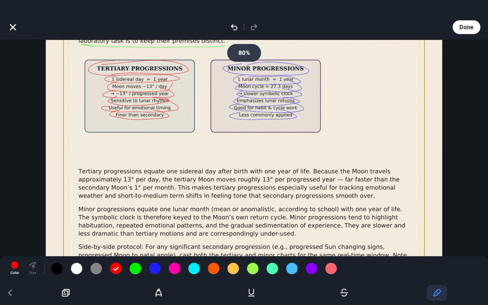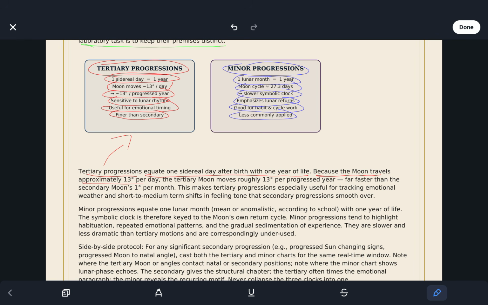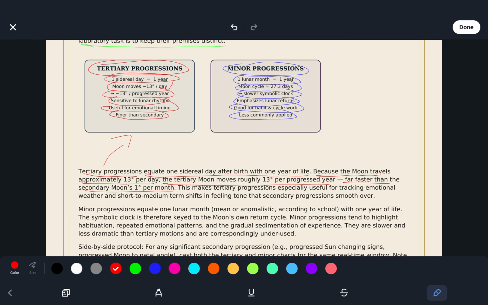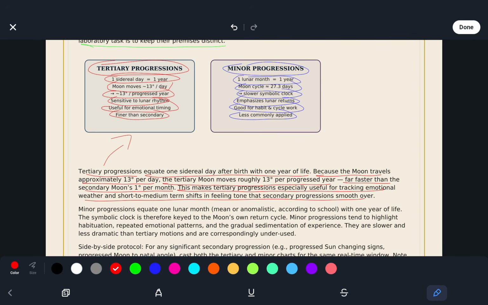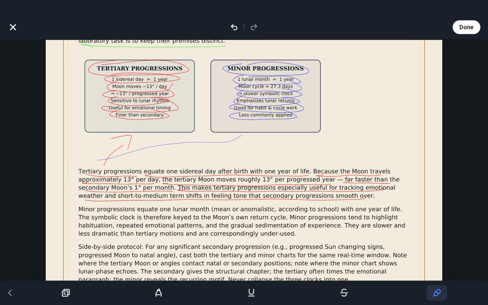So, tertiary progressions. These equate one sidereal day after birth with 1 year of life. Because the moon travels approximately 13 degrees per day, the tertiary moon moves roughly 13 degrees per progressed year, far faster than the secondary moon's 1 degree per month. This makes tertiary progressions especially useful for tracking emotional weather and short to medium-term shifts in feeling tone that secondary progressions smooth over.